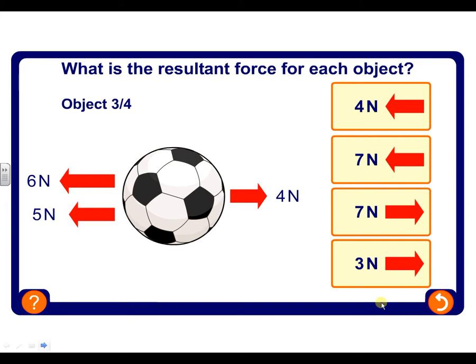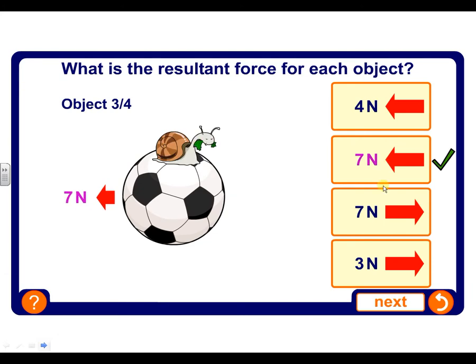You've got two arrows going from right to left in the same direction, like we said, you add them up. 6 plus 5, you get 11. And then you have a 4 going in the opposite direction. 11 take away 4, you end up with 7 newtons from right to left.